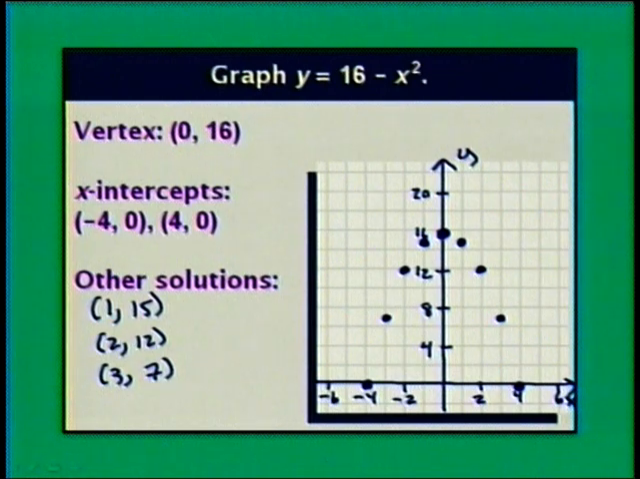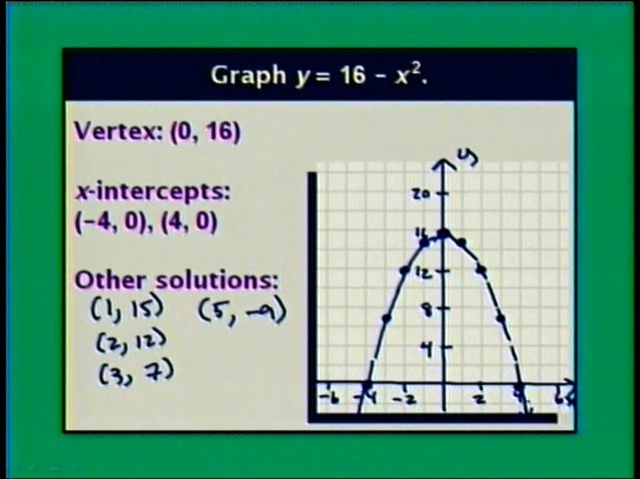Finally, let's see what happens when x equals 5. If x equals 5, then we have y equals 16 minus 25. That would be y equals -9. Well, if I look at my scale, I see I cannot plot the point 5, -9. So I know that the parabola is going to go off the graph somewhere between x equals 4 and x equals 5. So putting this all together, I get a parabola.